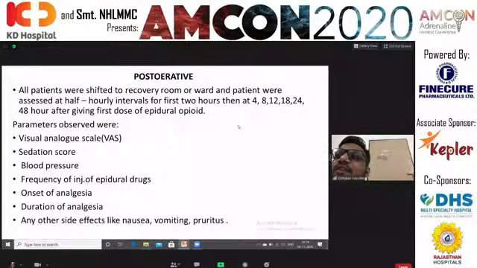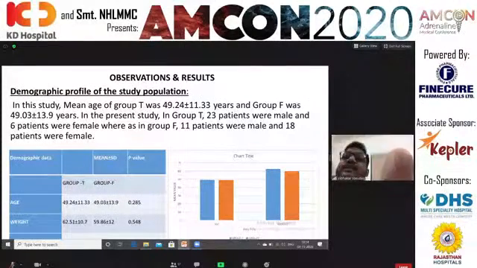Postoperatively, the patient was shifted to the recovery room and observed at time intervals of 0 hour, 4 hour, 8 hour, 12 hour, 18 hour, 24 hour, and 48 hour after the zero dose. Parameters observed were VAS score, sedation score, BP, frequency of epidural dose, onset of analgesia, duration of analgesia, and side effects. Next.